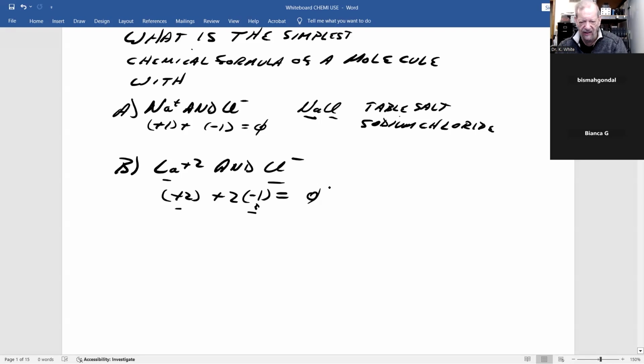And what does this tell us? This has 1 calcium, because when there's no number, that means 1. And this has 2 chlorine. And we show that by the chemical symbol. And to the right, subscript 2. And this is calcium chloride, CaCl2.